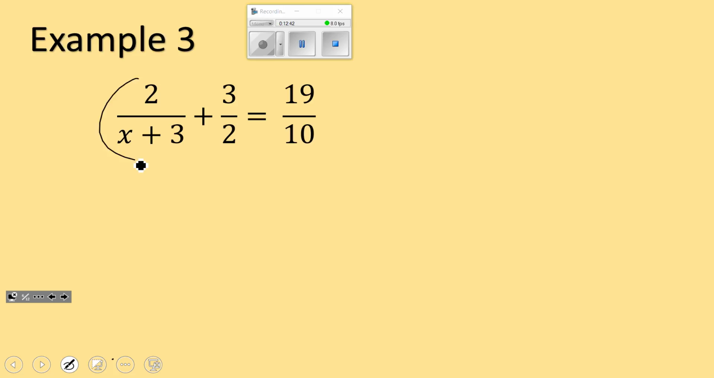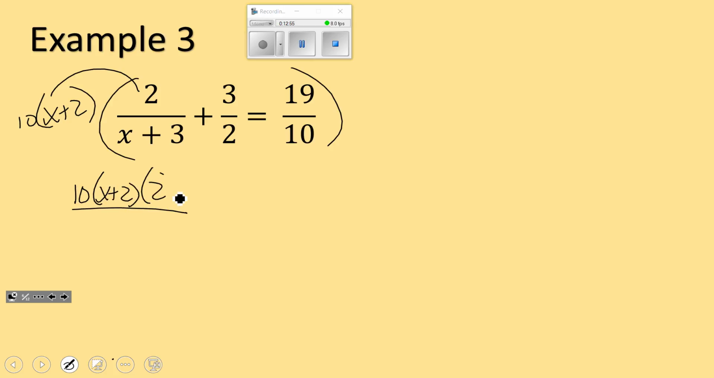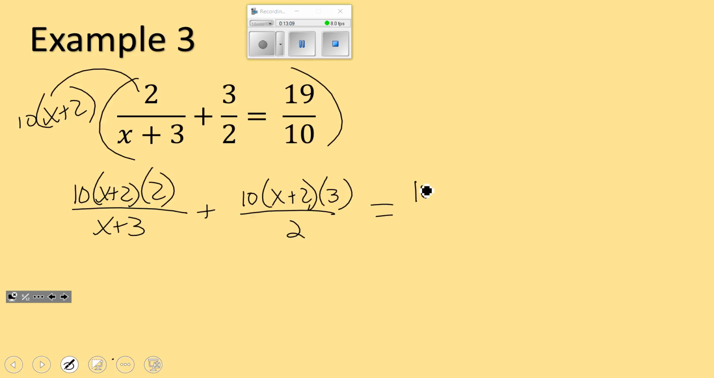So do we all agree that the common denominator is 10 times quantity of x plus 2? So far, so good. So when you write it out, you end up with 10 times x plus 2 times 2 over x plus 3, plus 10 times x plus 2 times 3 over 2, equals 10 times x plus 2 times 19 over 10.